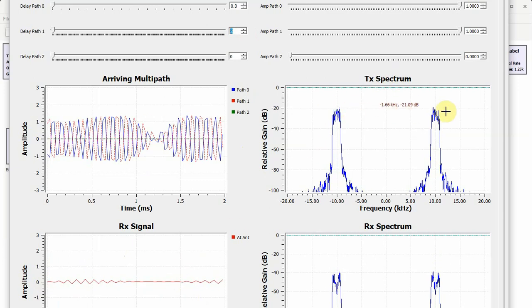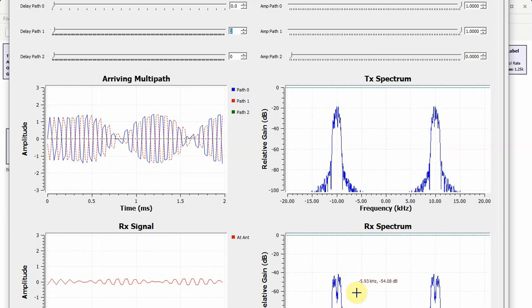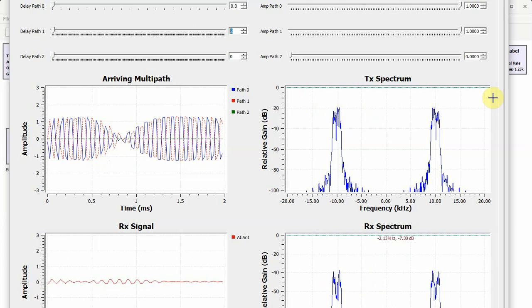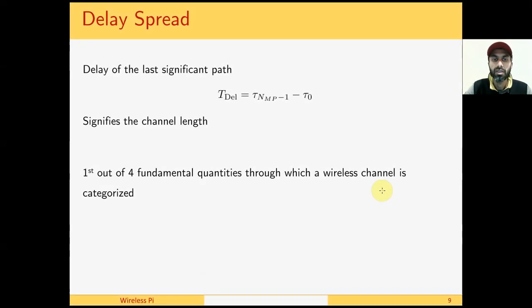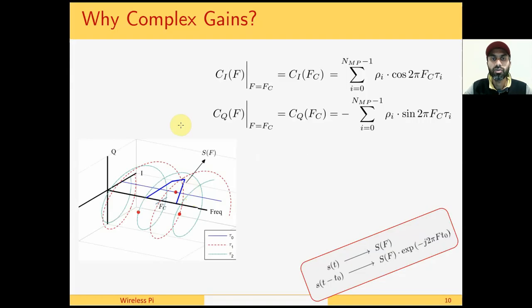And here we can see the transmit spectrum has a relative power of -20 dB, while the receive spectrum has gone way beyond that. This was a little demonstration of the constructive and destructive interference when the actual carrier wave is included. Delay spread signifies the channel length, and it is a very important design parameter in wireless communication systems. It is the first out of 4 fundamental quantities through which a wireless channel is quantified.